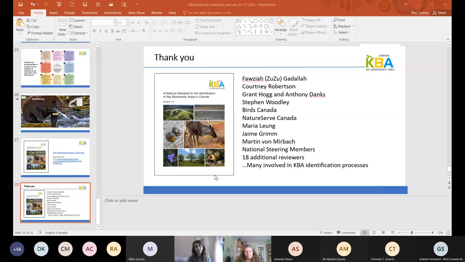No, I think that covers it. I think that's great. We hope that there's so little biodiversity left that these are sites that are just integral to Canadian biodiversity and global biodiversity.